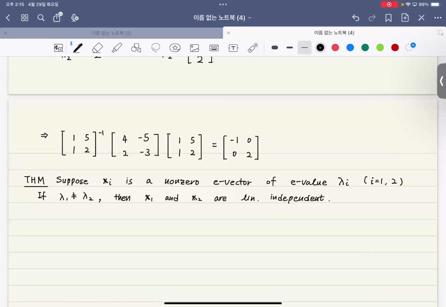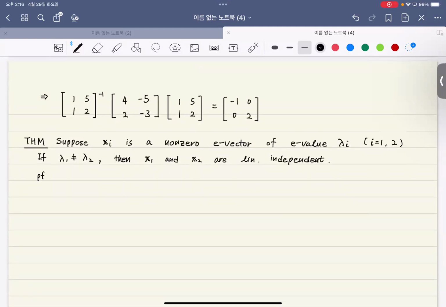Maybe I can state it like this. Suppose that I have a matrix that has n distinct eigenvalues, so the eigenvalues are all different. Then in that case, their eigenvectors are automatically linearly independent. Am I right? Therefore, I can diagonalize the matrix. All right, so let me prove this.